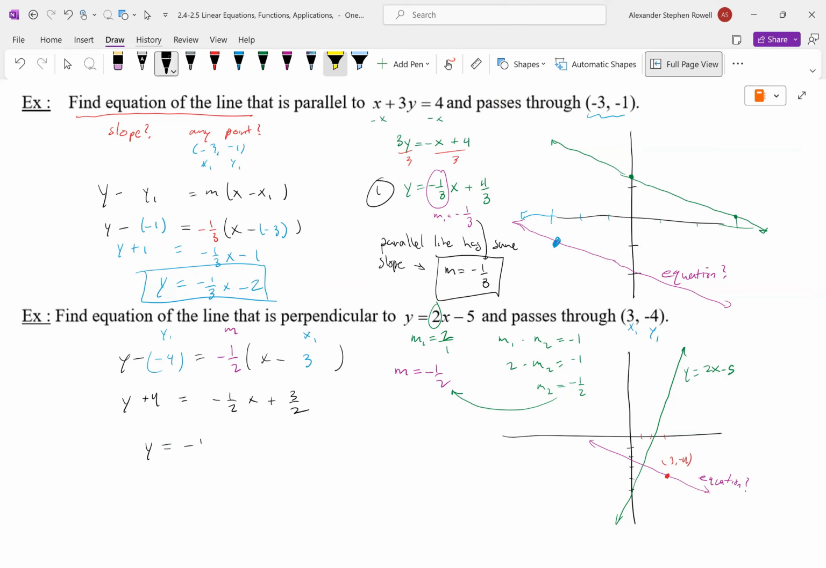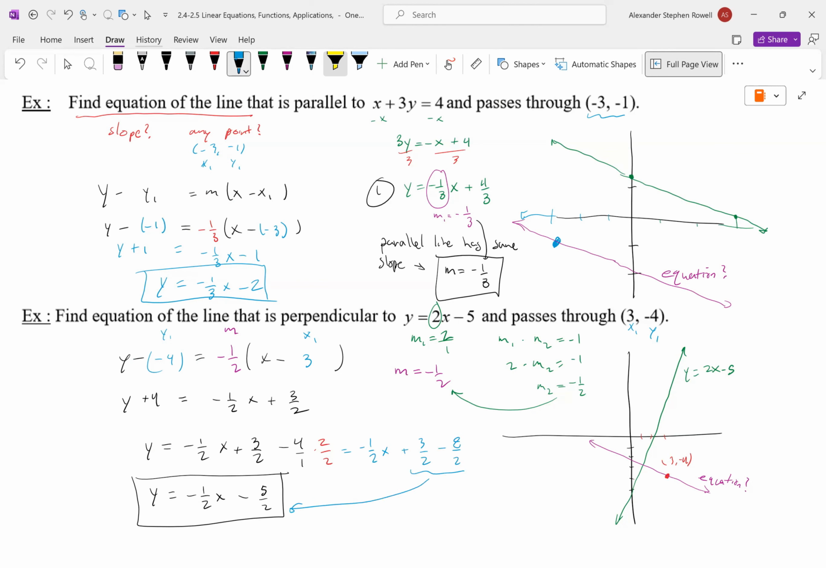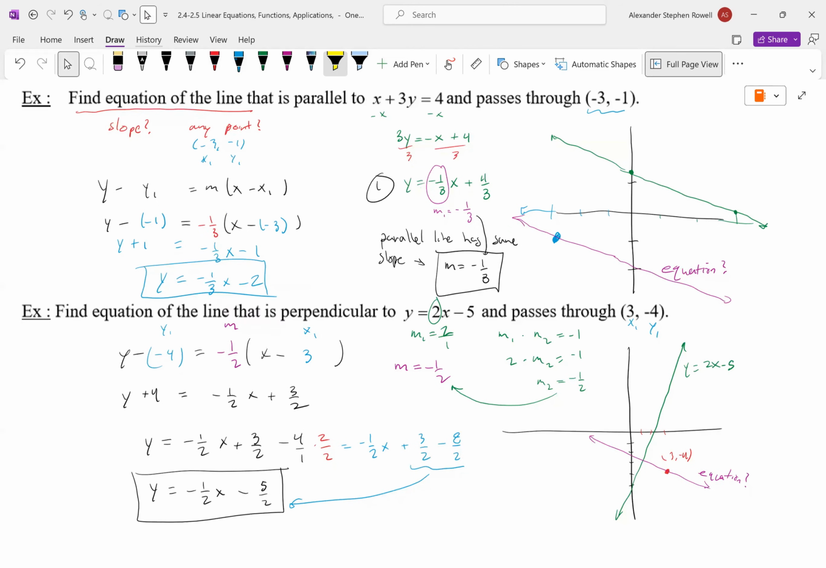We'll subtract 4 from both sides. So 4 is the same as 4 over 1. We'll get a common denominator and multiply by 2 over 2. y is equal to -1/2 x. We have 3 minus 8, which is -5/2. Any questions about this? This is -1/2 x plus 3/2 minus 8/2, which is -5/2.